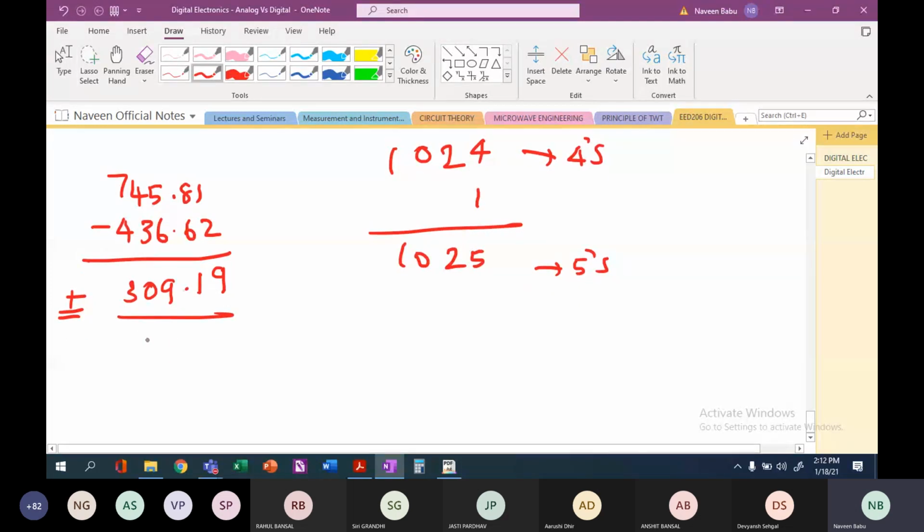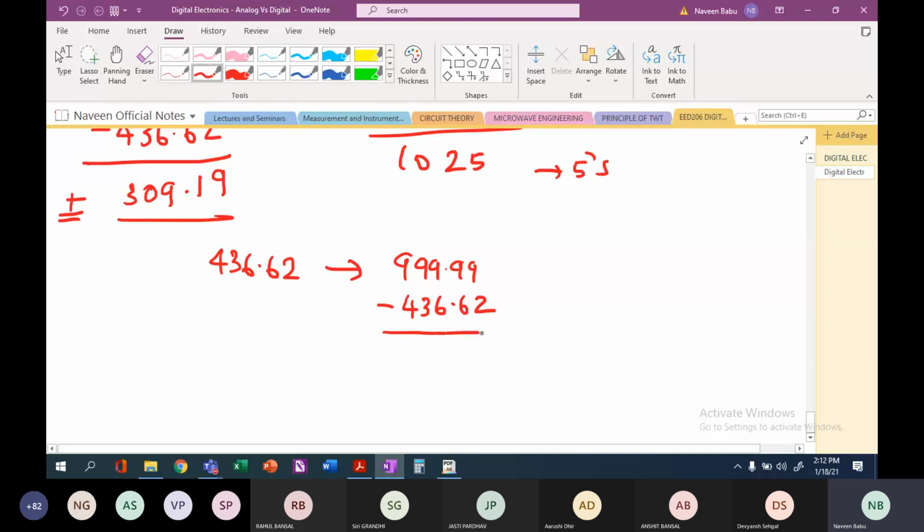In case of computers, I have to first take the 9's complement. 9's complement of what? What is the 9's complement of 436.62? So I have to subtract from 999.99 minus 436.62. So this is going to be, I can do anyway. So this will be 5 because there will be no carry, right? I can do it faster. 3 point is going to be again 3 and 7.